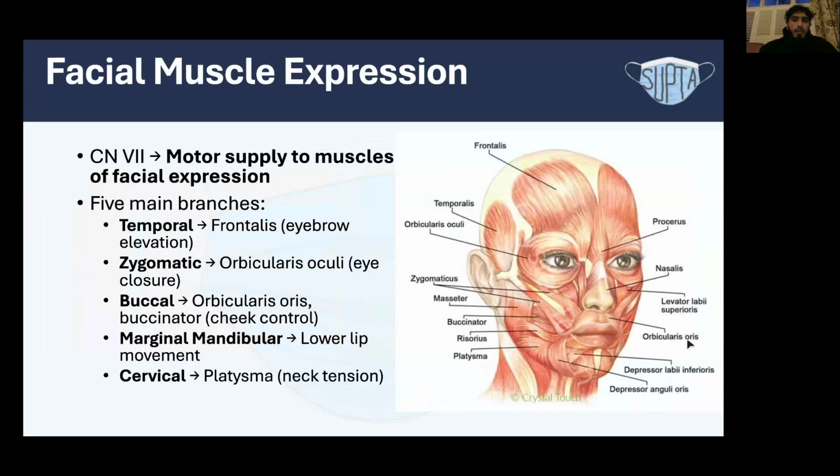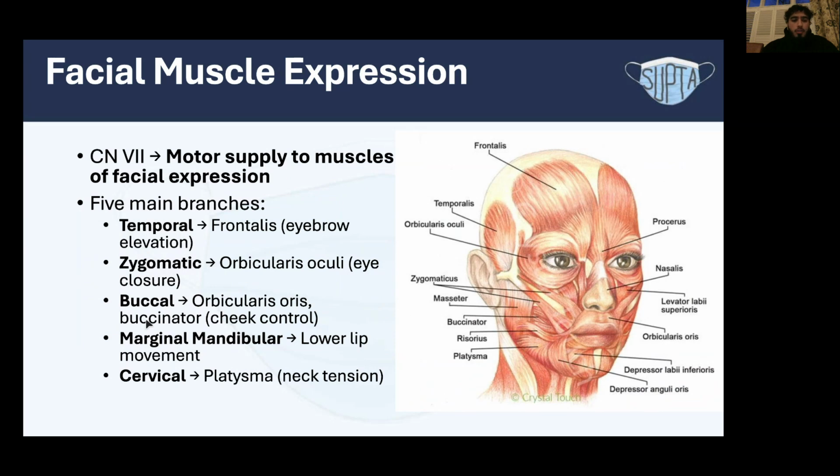Next, we'll look at the muscles of facial expression. So these are done by cranial nerve 7, also known as the facial nerve. And there are 5 main branches that we talked about. The 5 main branches go to innervate specific things that are important on clinical examination.